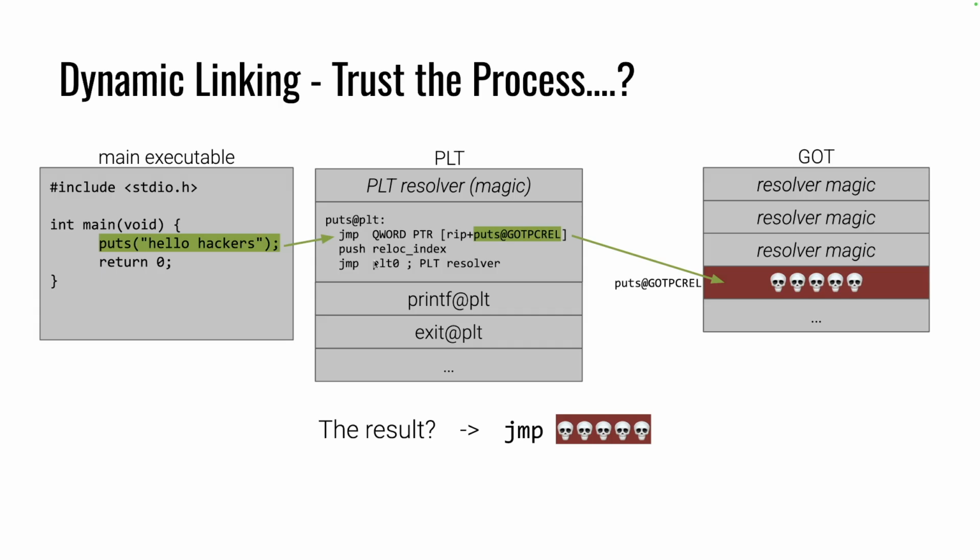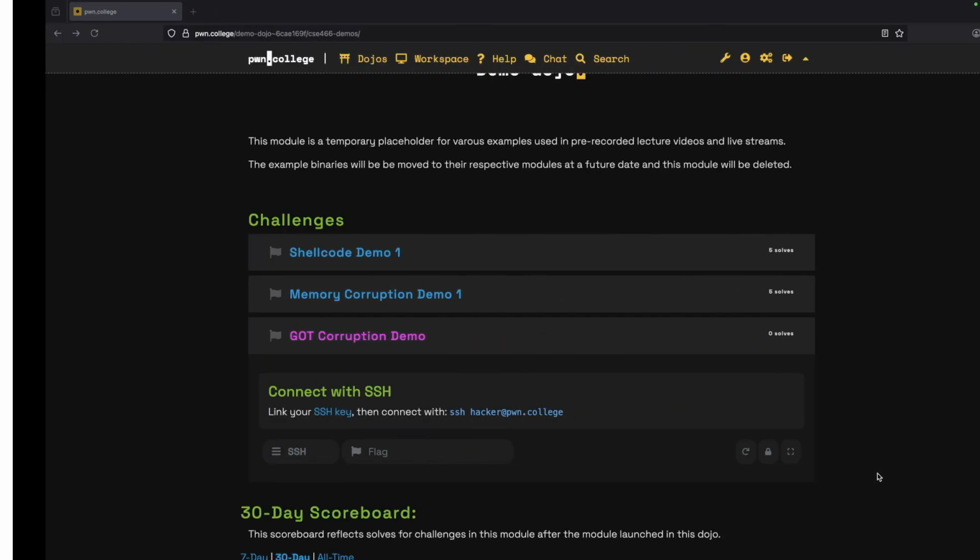Well, the dynamic linking mechanism here is all about trusting the process. And so our main executable here is going to call puts, and that's going to go to the PLT stub. The PLT stub is going to jump to whatever is in the GOT. The result of this is we can direct control flow anywhere that we want if we can corrupt these GOT table entries. Now let's take a look at how corrupting the GOT can lead to an exploit.